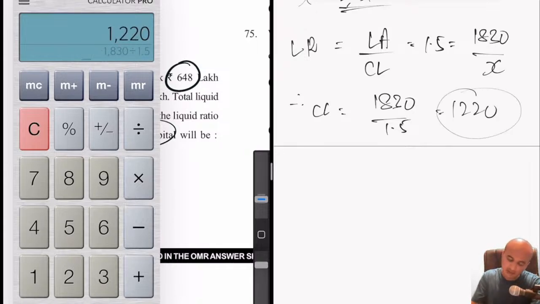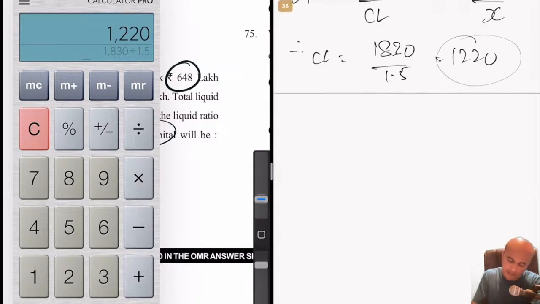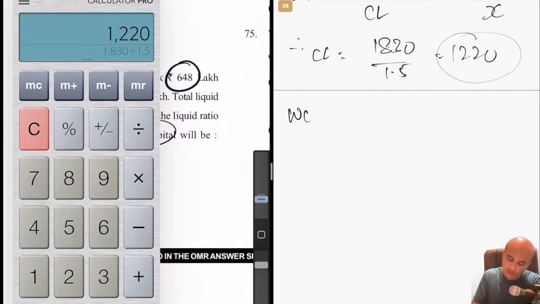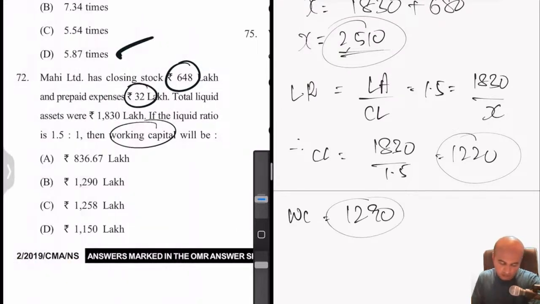Now we know current liabilities as well as current assets. Easily we can identify working capital. So therefore working capital will be 2510 minus 1220, which is 1290 lakhs. I hope it is clear. Let's move on.